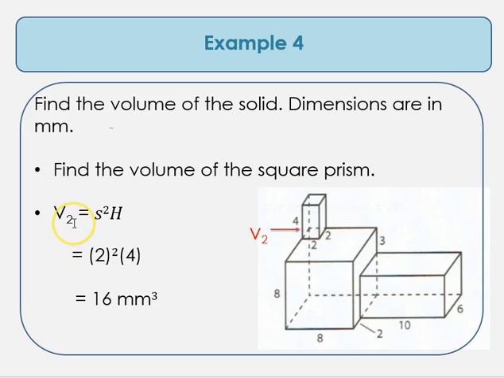Second, we'll find the volume of the square prism. So V2 would be this prism on top of the figure, and it has a square base. So for the base, we'll have side squared times the height. The sides are lengths of 2, so 2 squared times the height of 4, and that's 4 times 4, which is 16 millimeters cubed.